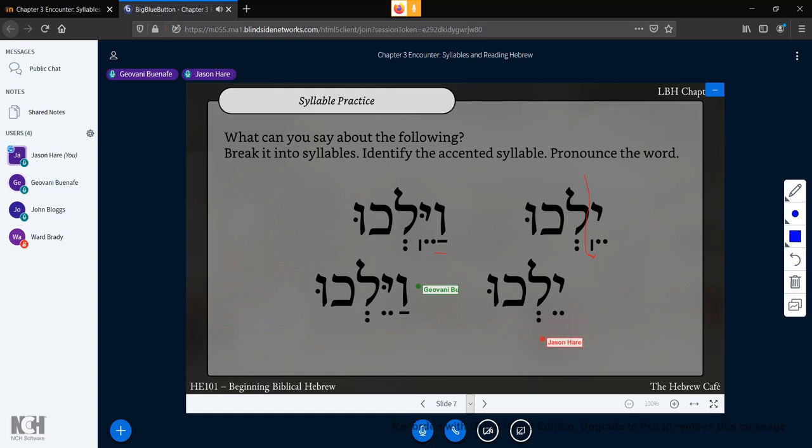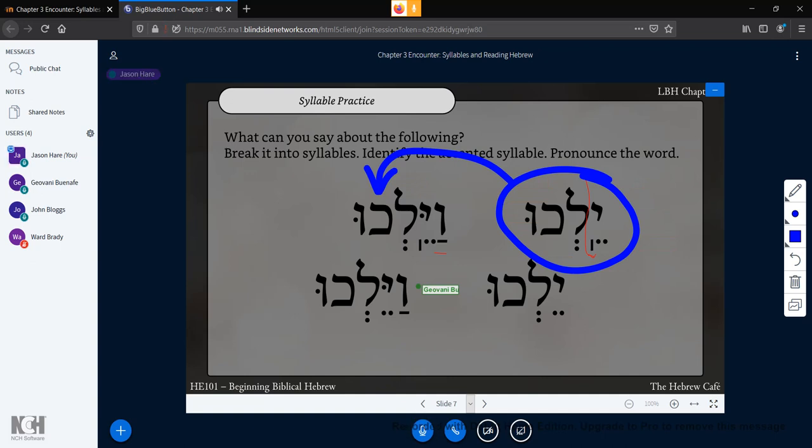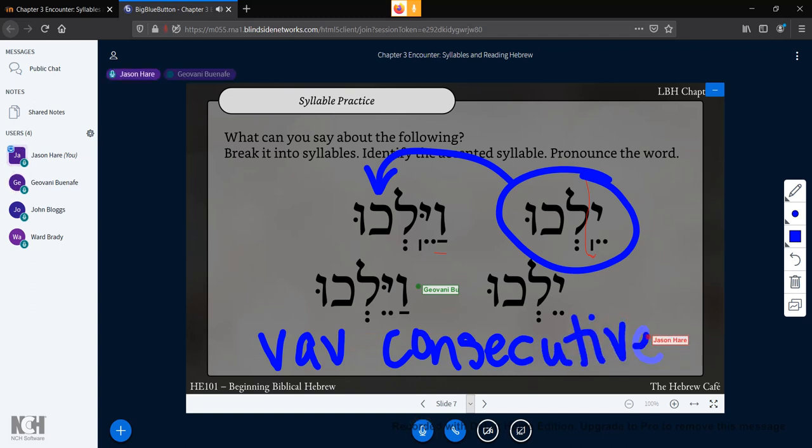Va-ye-le-chu. This vay prefix, V-A-Y, represented with the dagesh, takes the future, yelechu, and makes it the past, vayelechu, and they went. Yelechu, they will go, vayelechu, and they went. This is called vav consecutive. We call it consecutive because it has consecutive actions in narrative past: this happened, and then this happened, and then this happened. It's the way that the past tense is carried on in narrative.